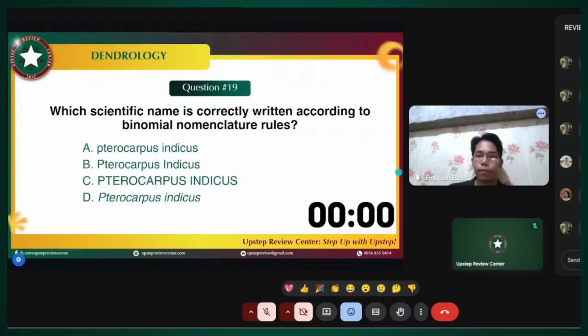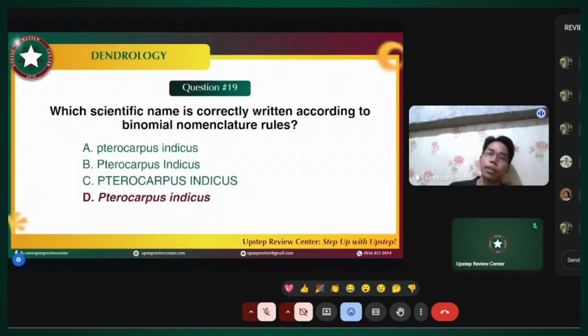Okay, how about the others? The answer is actually letter D. Let's see. Okay, that is the answer, letter D. So why is that? Basically, the rule for the genus is that the first letter will be capitalized. In this case, the letter P is capitalized, and this is the genus Pterocarpus. And then for the species, the rule is to have the first letter in lowercase. Lastly, both are italicized, sometimes with underline. That's the general rule for writing scientific names.